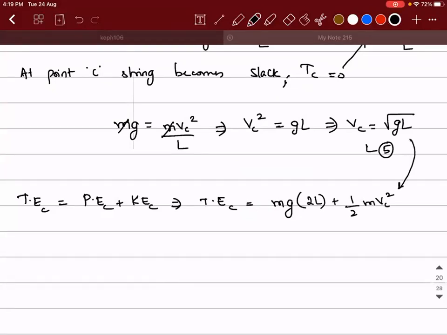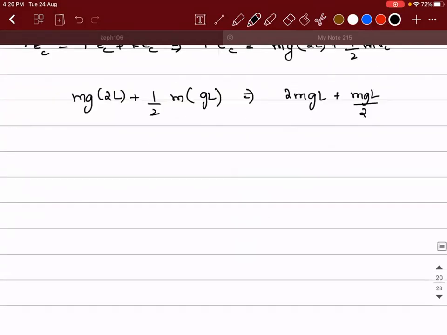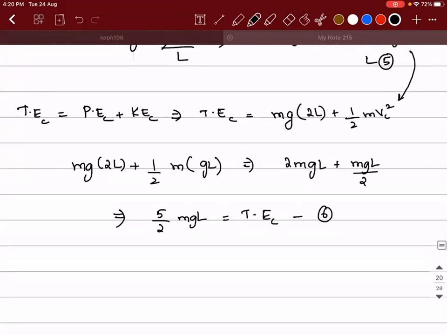But you know what is the value of Vc? Substituting it here, what will happen? So mg into 2L plus half into m into Vc square, where Vc square is g into L. So it is 2 mgL plus mgL, the whole divided by 2. What will be the answer? It will be 5 by 2 into mgL. This is the total energy at point C, and this is going to be equation number 6. Please make a note of it.